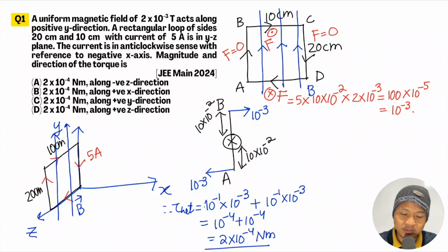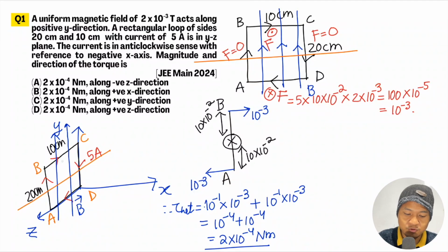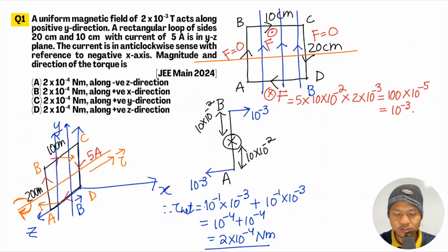So here A, B, C, D. The axis of rotation is like this. And the force at BC is outward, which means the BC force is along this side and the AD force is along this side. Now take the right hand and curve it, and your thumb will be pointing towards this side. This is the direction of torque. This is the negative z axis. So the answer is negative z direction.